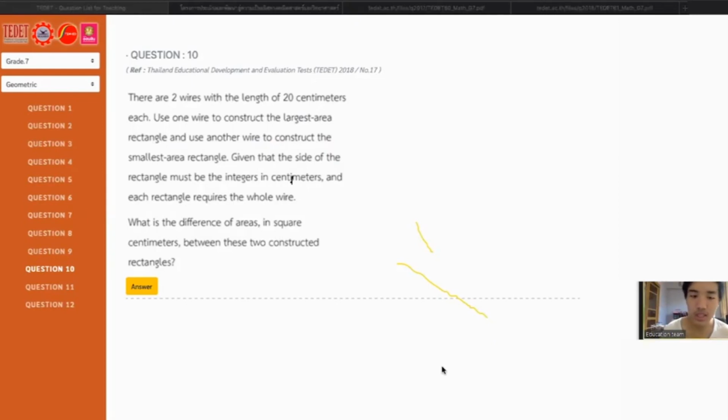Good. Okay. So essentially we're saying we have wires of length 20, right? So if we want to squeeze the wire into some kind of rectangle, like bend the wire, then it has a perimeter of 20, which means if I call this the length and this the width, I have that length plus width must be half of the perimeter, which is 10.